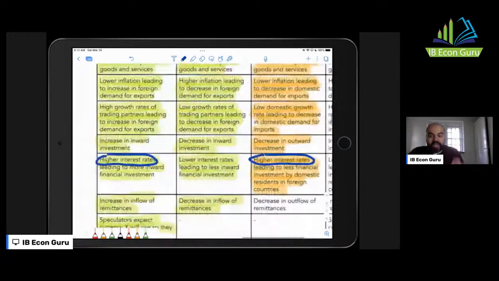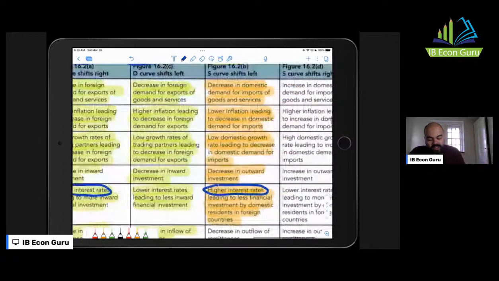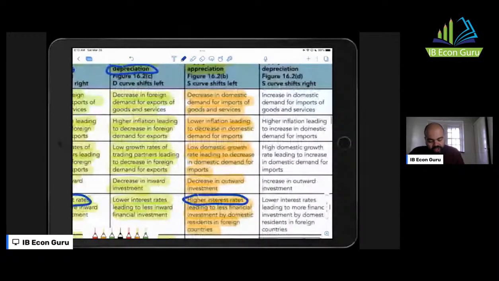If there are higher interest rates in the US than the EU, then more EU residents will want to save and invest in the US. That leads to an increase in the demand for the US dollar. And more American citizens will want to invest and save in the US, which leads to a decrease in the supply of the US dollar on the foreign exchange market.